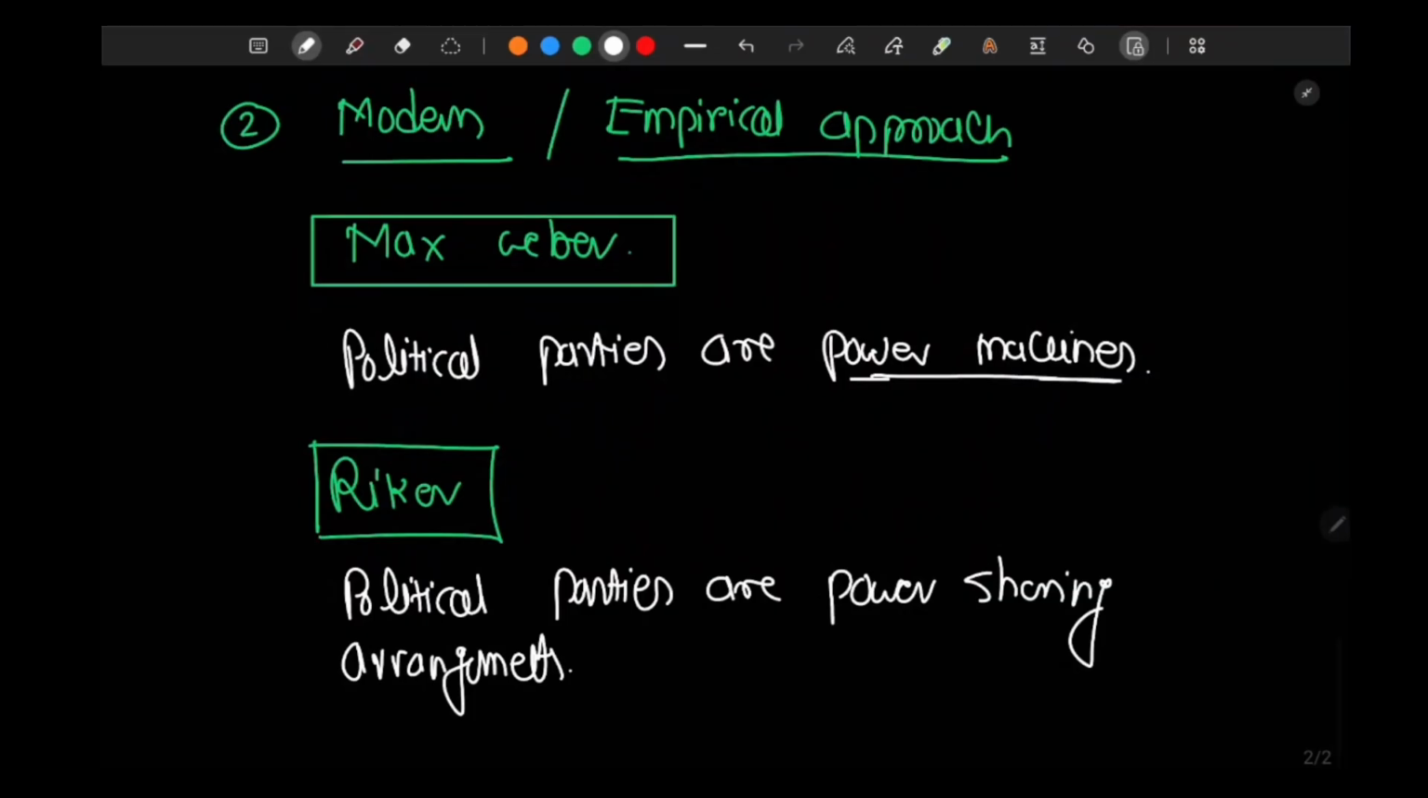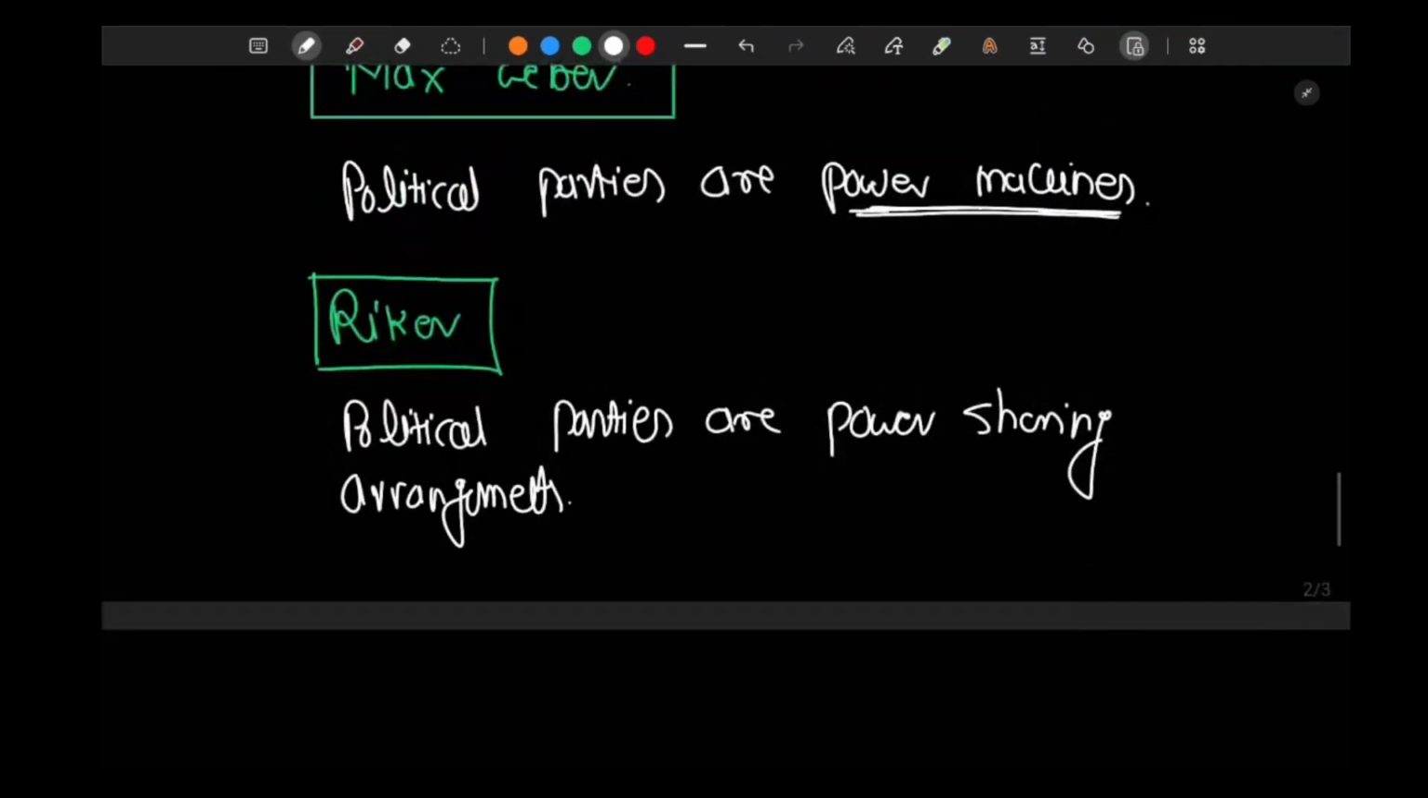Why are they called power machines? I can justify it by saying that what they effectively work towards is to get power. They want political power. They are not working in social interest, not doing social service. Why they want power is a different matter altogether, not our area of study, but they want power. So they are power machines. They can be defined as power sharing arrangements. How? A set of people coming together to do politics, politics to get power. When a set of people do politics for power, there has to be sharing of power.